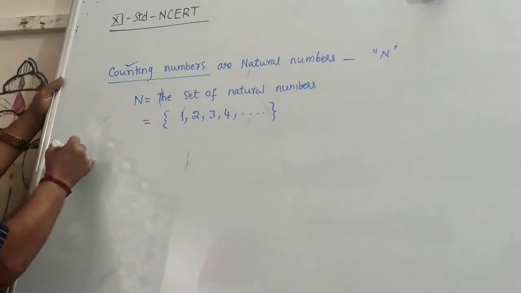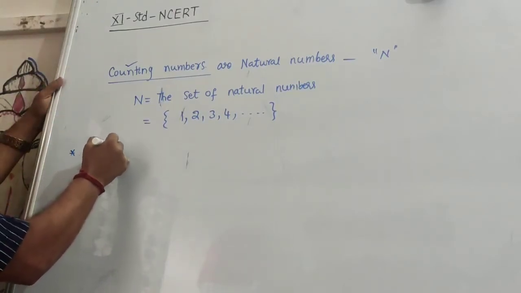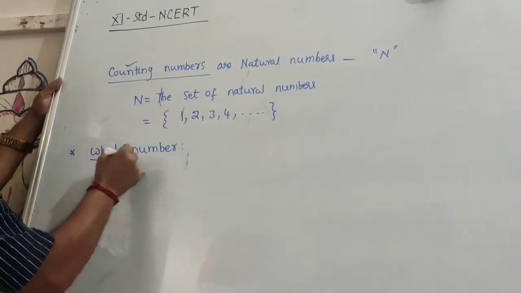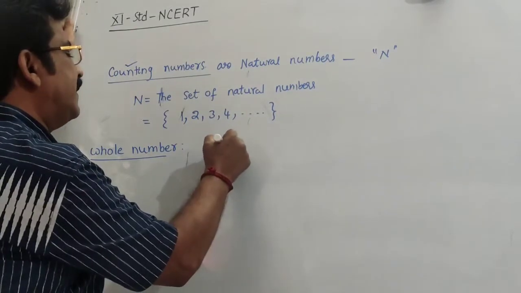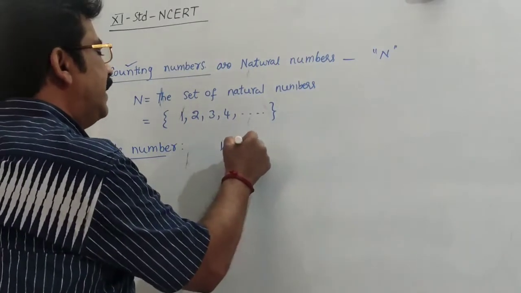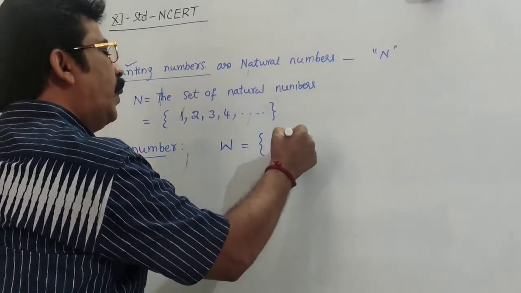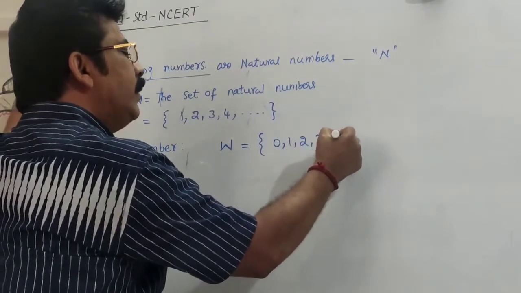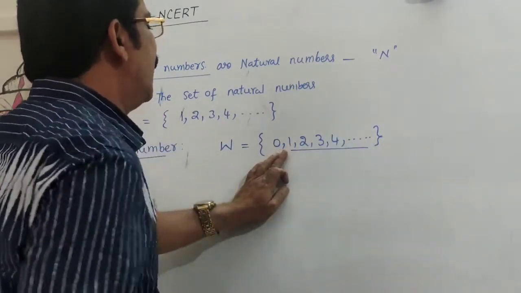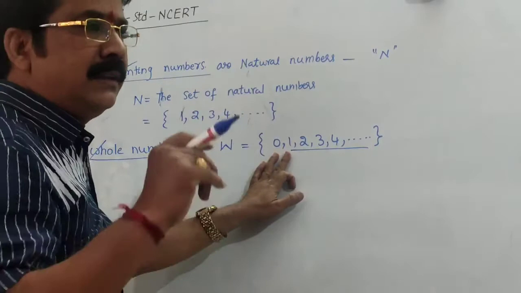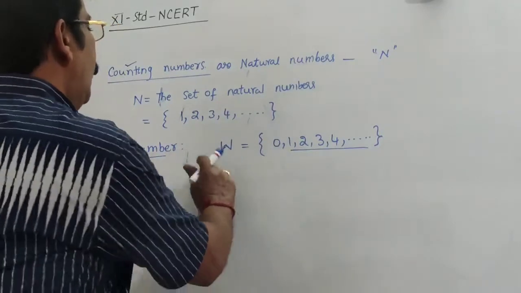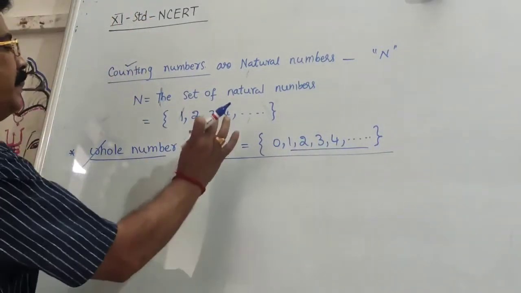Next, another set is there: whole numbers, the whole number system. Actually, the set of whole numbers is denoted by W because in the spelling W is there. Therefore, W is equal to the set of 0, 1, 2, 3, 4 and so on. Means we are taking 0 together with the natural numbers. It is called whole number system. It is denoted by simply W.